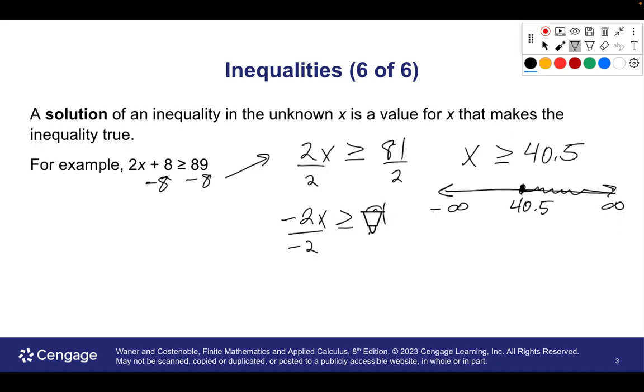And so you just have to remember, okay, I'm dividing by a negative, so this is now going to be x less than or equal to negative 40.5. You can do that, we're all good. And again, what we're going to do is do it with lines. We're going to graph these things and then take care of it.